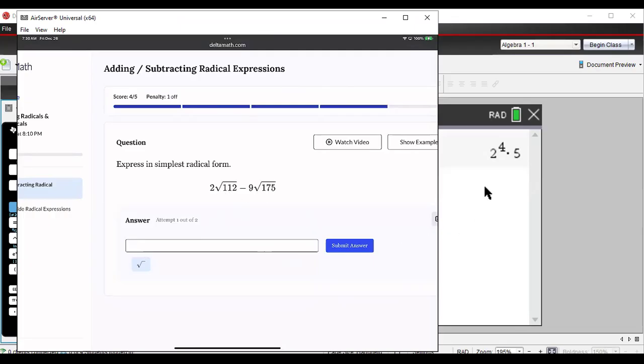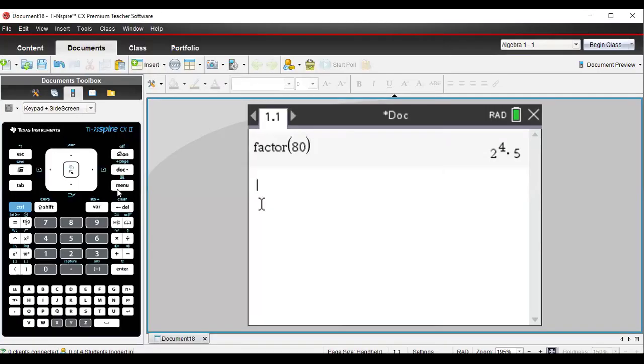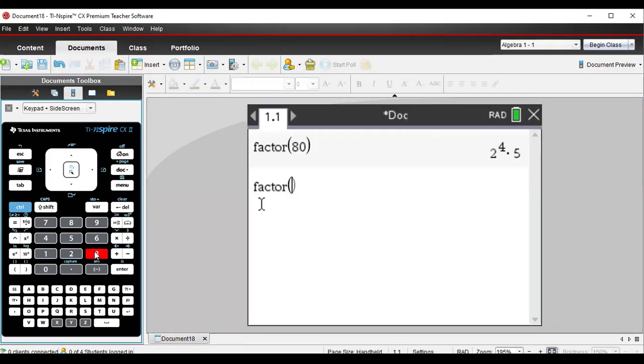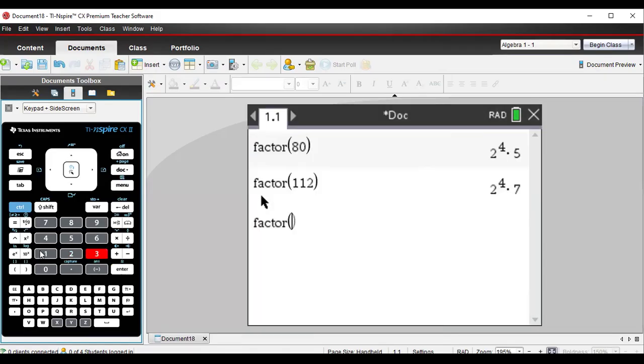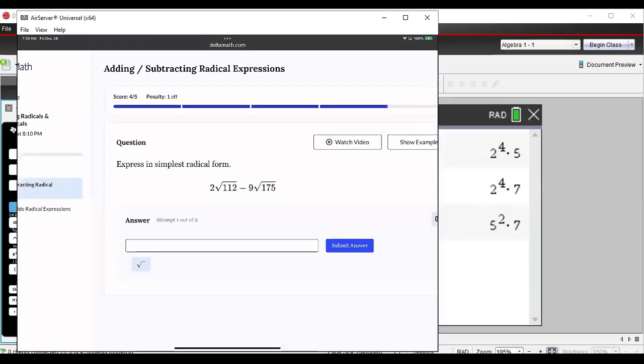So I'm going to do menu 23 on both of those numbers. So menu 23, and I'm going to type in 112. There's the factorization, and then I'm going to go menu 23 again, and then I'm going to put in 175. There's something else. All right, so now I'm going to rewrite these.